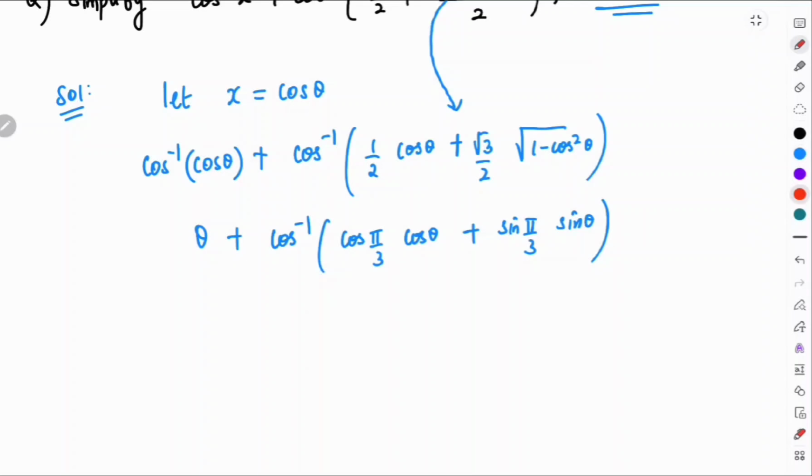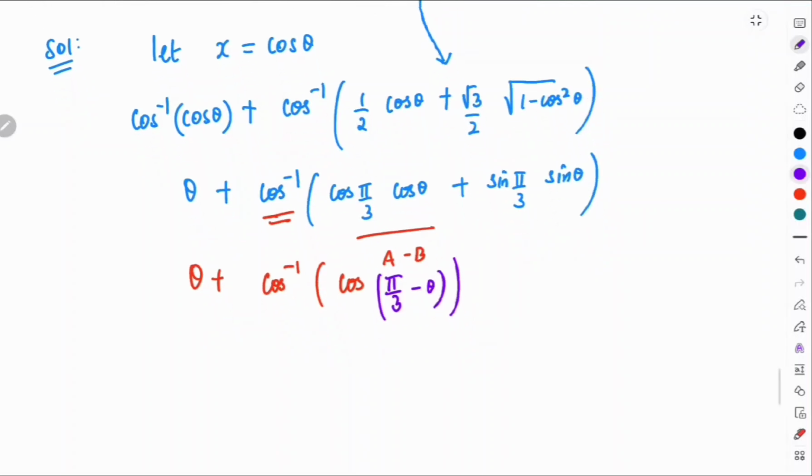Now we are trying to find cos inverse of cos of something, so for that we are using the 11th standard identity. So here we get theta plus cos inverse of cos of (a minus b). Now you might have the confusion which is a, which is b. So let me write pi by 3 minus theta. I'll tell you why I'm not writing theta minus pi by 3. So theta plus pi by 3 minus theta, so the final answer is pi by 3.